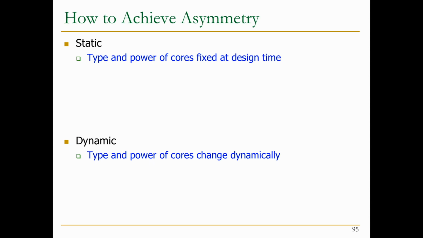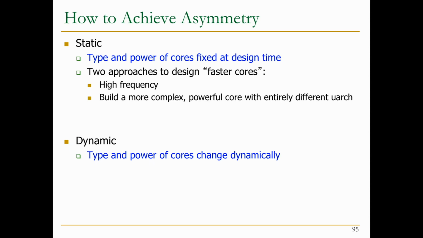So static ways means that type and power of cores is fixed at design time. And there are two approaches to designing faster cores. One is you can have high frequency. That's relatively easy. Fundamentally, some cores are higher frequency, some cores are lower frequency, right? That's not so hard. Or you can build a more complex, powerful core with an entirely different microarchitecture. Right? That's what we've been assuming with the large core and asymmetric multi-core.